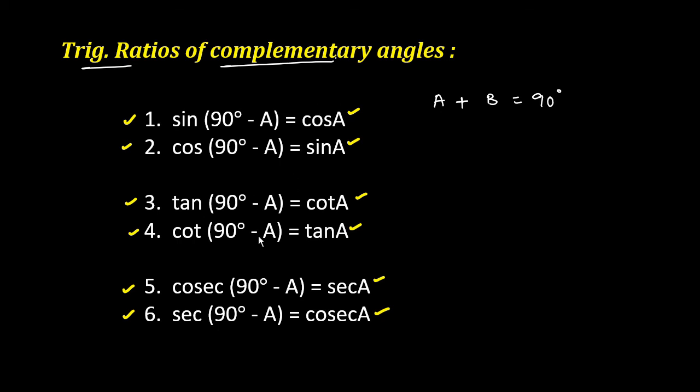How to remember this? I have deliberately written these as 6 into 3 pairs. Sin and cos are one pair, tan and cot are another pair, cosecant and secant are another pair. So for 90 minus a angle, sin changes into cos, cos into sin. If you apply tan for 90 minus a, it becomes cot. And if you apply cot for 90 minus a, it becomes tan. Same with cosecant and secant. So these are the 3 pairs, so we can easily learn and remember.